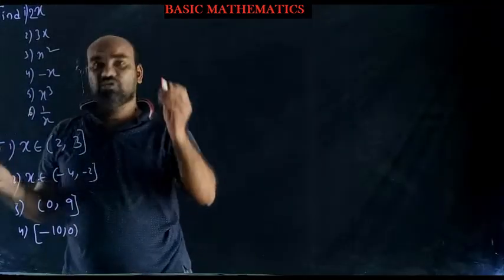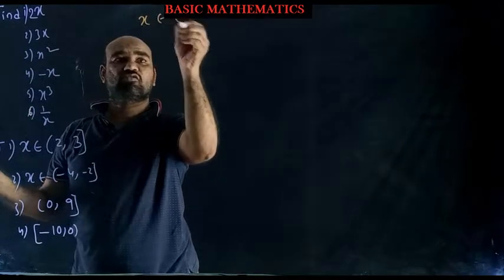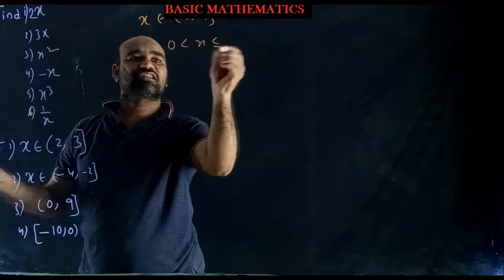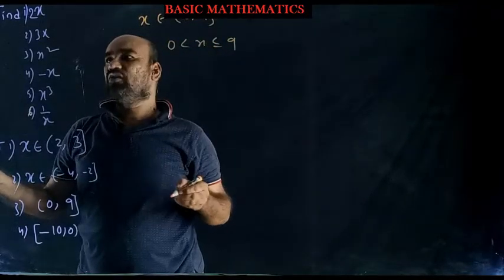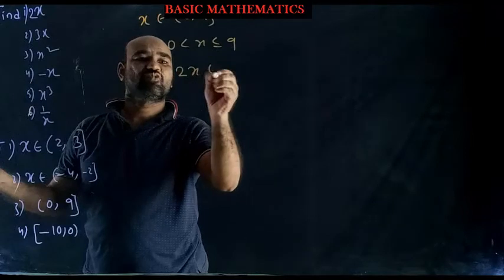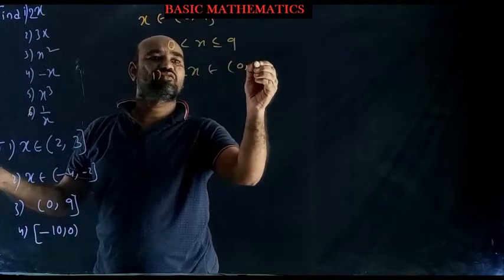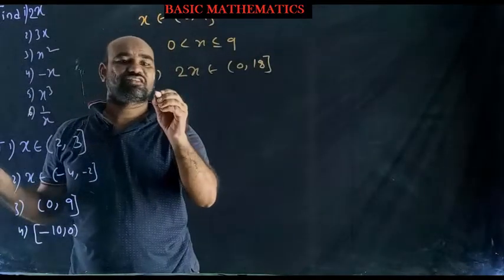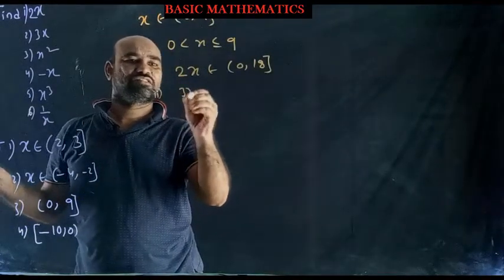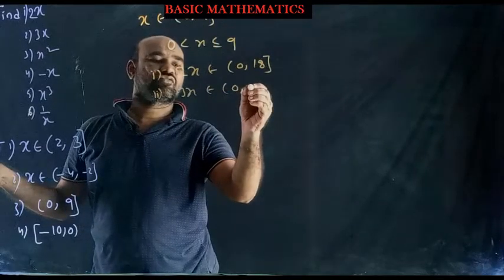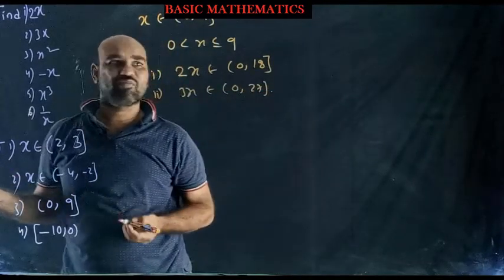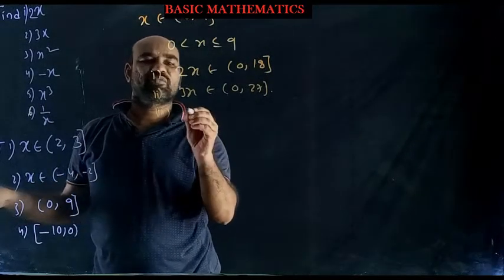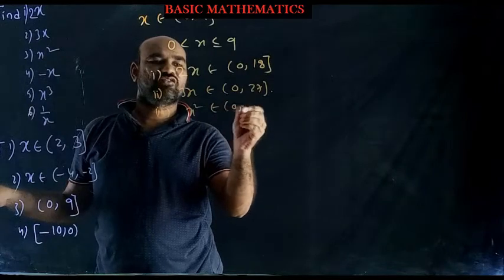Okay friends, next example. x belongs to open 0 to closed 9, that means 0 less than x less than or equal to 9. We want to find 2x. Directly I can write 2x belongs to open 0 to closed 18. Next, 3x is open 0 to closed 27, that is not a big problem. Squaring is also not a big problem, directly 0 to 81 closed.